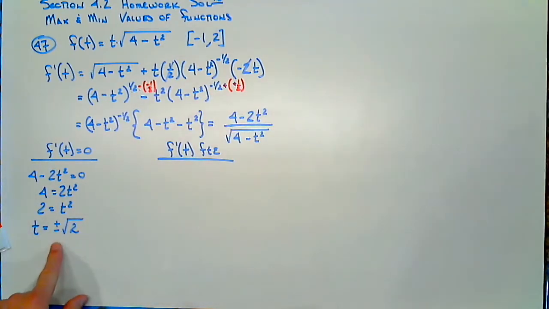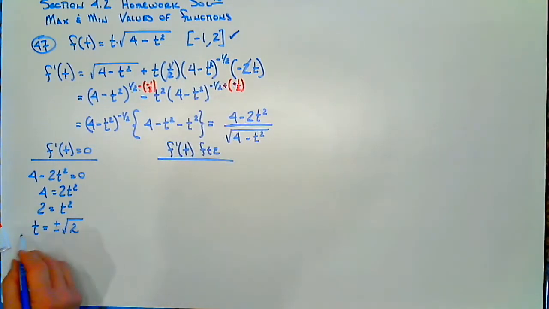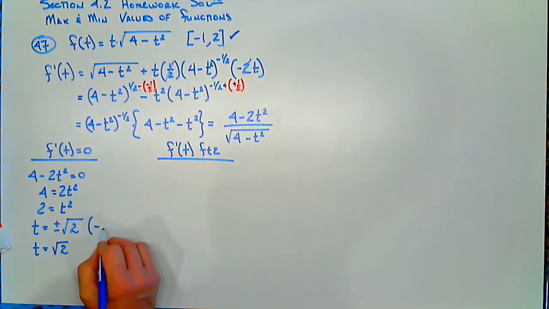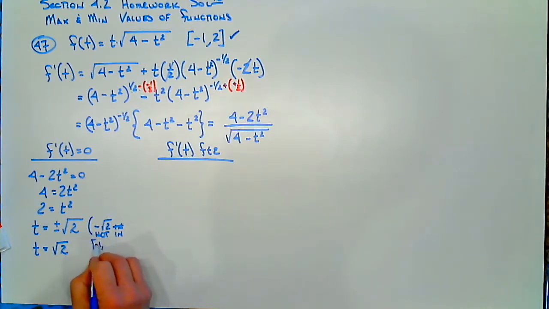Now, at this point, we have to make sure that we go back and pay attention to the boundaries that we were asked to utilize. We were asked to do this analysis between negative 1 and 2, inclusive of the endpoints. Well, minus the square root of 2 is smaller than negative 1, so we really only end up with one critical value here, and that is t equals positive square root of 2, right? And that is because minus the square root of 2 is not in the interval from negative 1 to 2. So we can eliminate that.